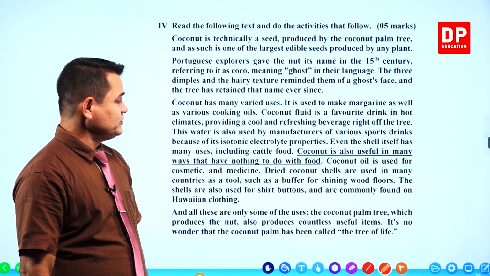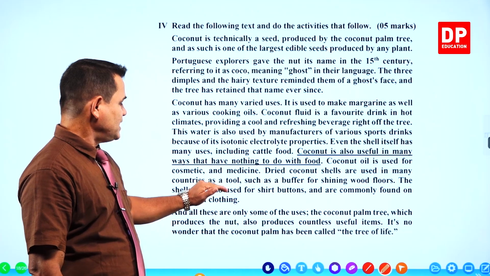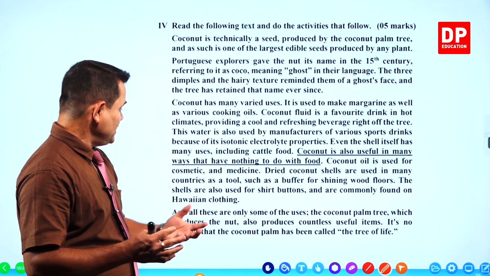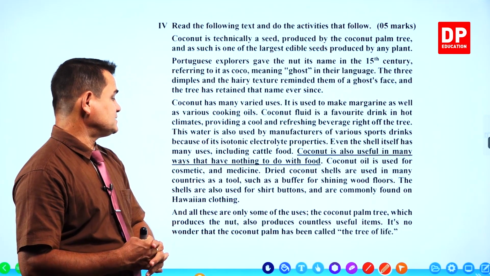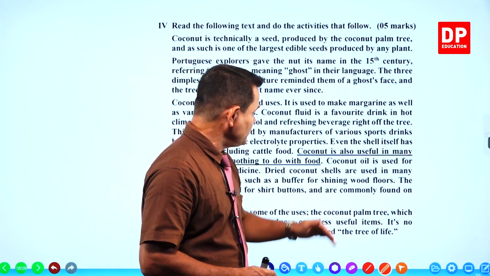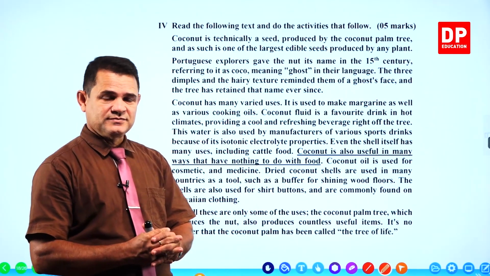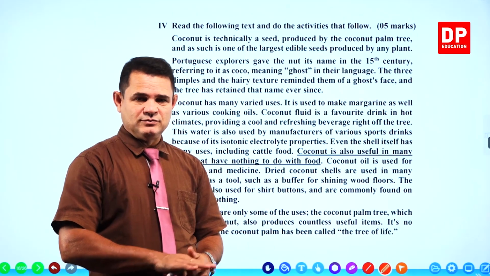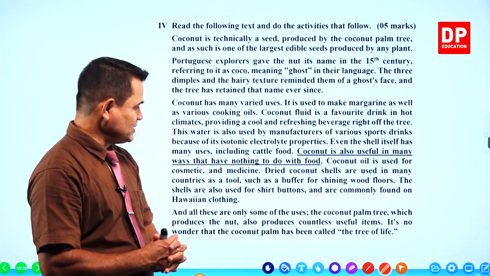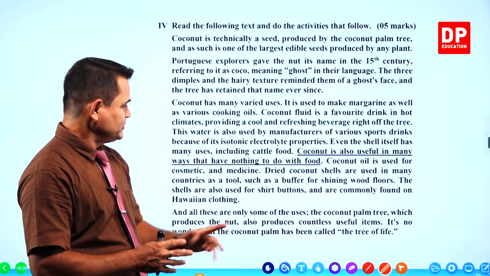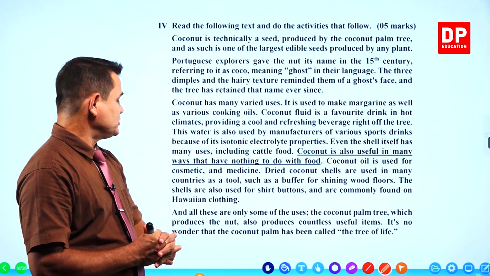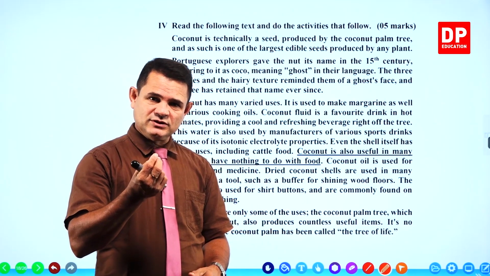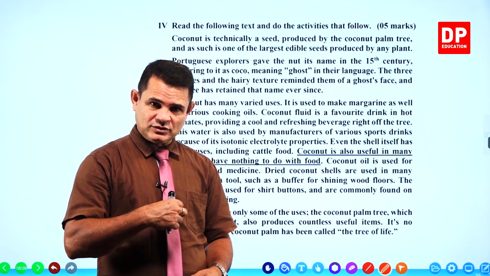Dried coconut shells are used in many countries as a tool, such as a buffer for shining wood floors. And also, the shells are used for shirt buttons. The coconut shell, pol katu, is used for shirt buttons.